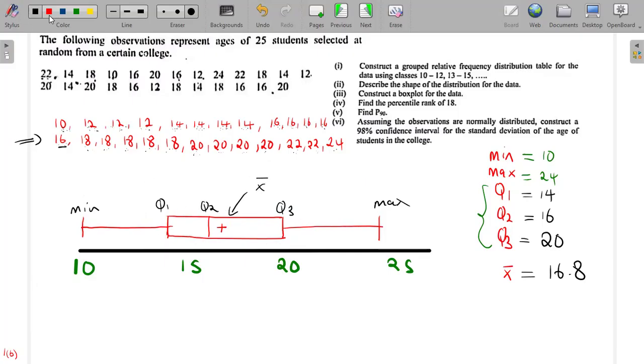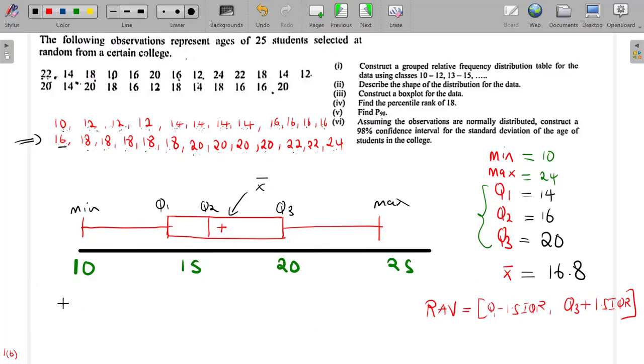But we have not checked if this has some outliers. To check if it has outliers, first I have to find the range of accepted values, the RAV. The range of accepted values will be Q1 minus 1.5 interquartile range, comma, Q3 plus 1.5 interquartile range. So let's find those things separately.